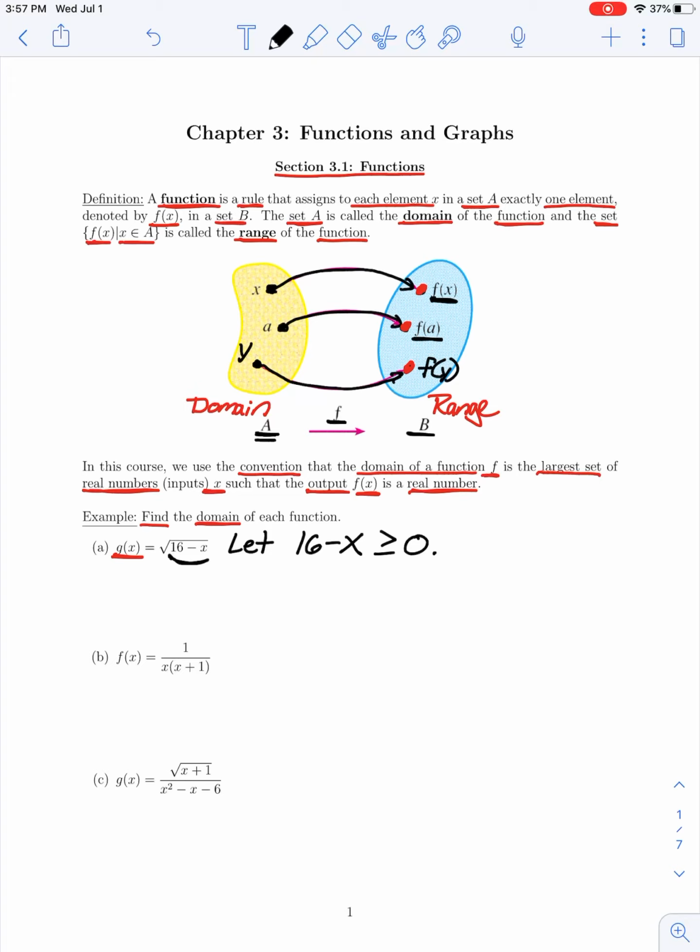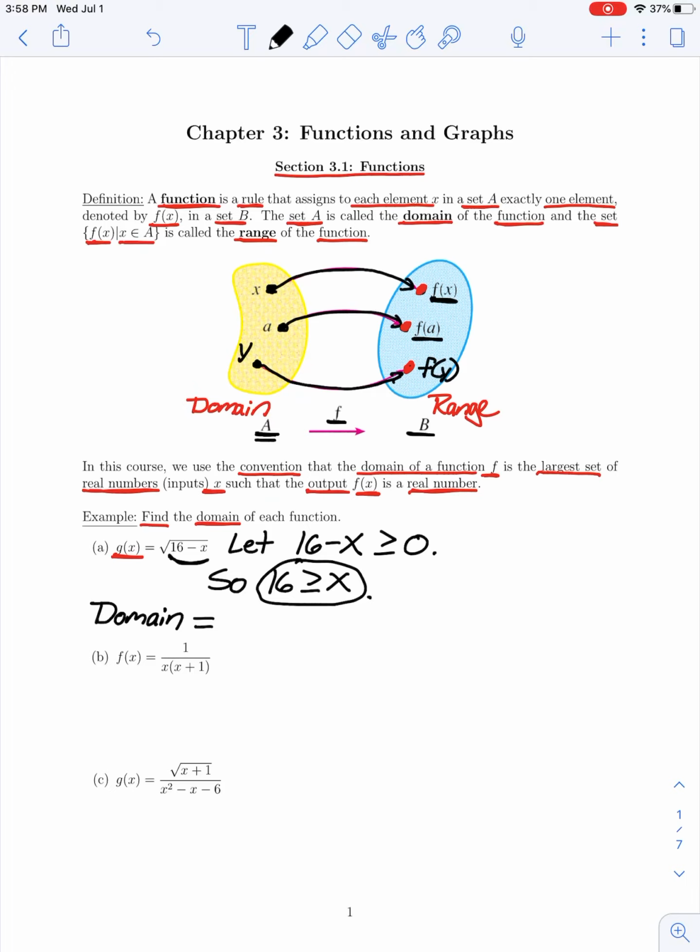So solving this inequality for x, we have 16 has to be greater than or equal to x. Simply add x to both sides. So the domain of this function would be the set of all values x such that x is less than or equal to 16. So we could write our answer in this form as an inequality, or we could say that our domain would be some subset of the real line.